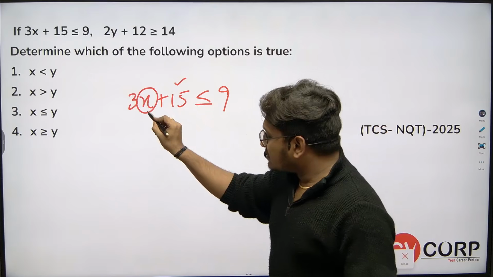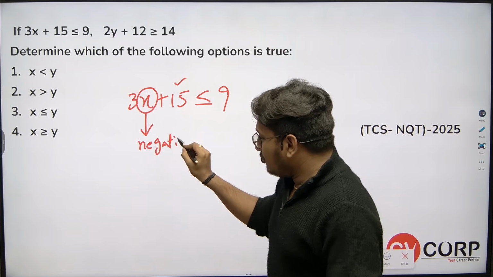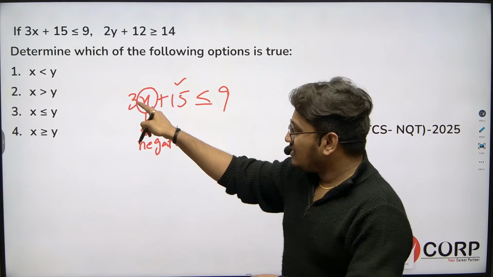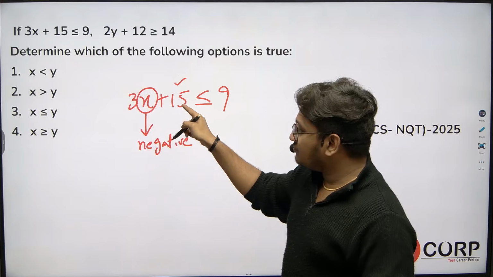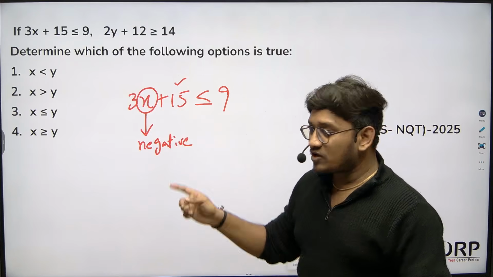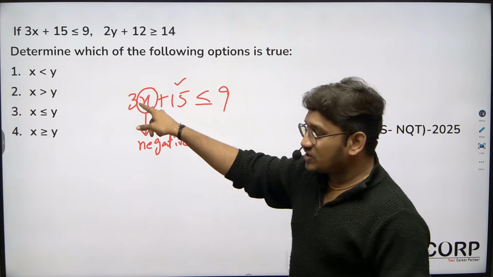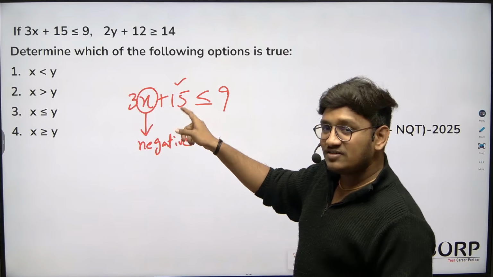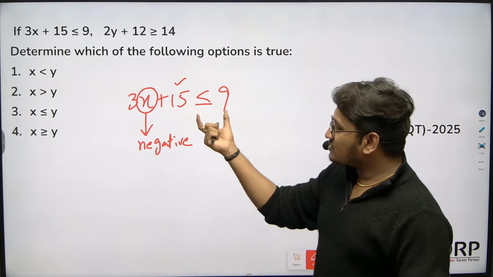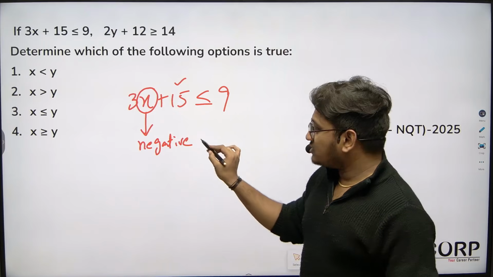Now compulsorily the x value should be negative, right? If you take a positive value, you know what happens? If x is 1, 3 into 1 is 3, 3 plus 15 is 18. Is 18 less than or equal to 9? No, right? Even if you take x value as 0, 3 into 0 is 0, plus 15, even in that case this condition will be wrong. So in order to make this condition correct, the x value should be negative.